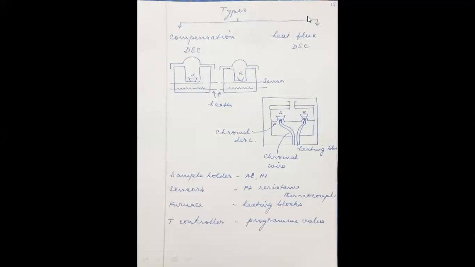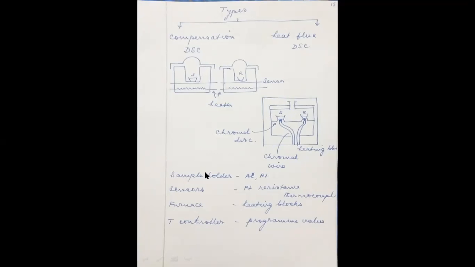And the other type is called the heat flux. What is this heat flux? Look here, the heating block is common, but with the chromel wire connecting the sample and the reference, you can vary the temperature of these two, or the quantity of heat energy supplied. And there is a chromel disk, and on the chromel disk the substance is resting, and here the reference is also resting. So the heating is common, but it is diverted in different percentages to the substance and the reference, so that the temperature will be maintained the same. That is, the temperature difference is always zero.